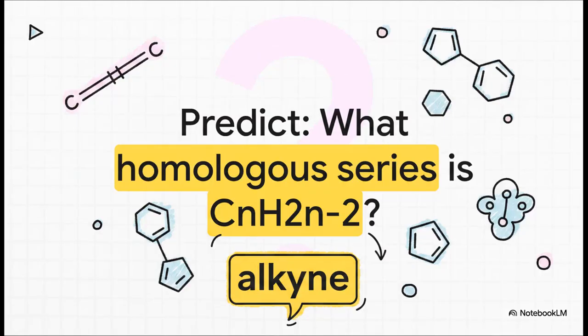All right, time for our first interactive moment. Pause the explainer right here and test your knowledge before I give it away. Look closely at that formula, CnH2n-2. Think back to your functional groups. Got your answer? It's an alkyne. Recognizing these general formulas instantly is literally going to save you so much time, especially in the multiple choice section.